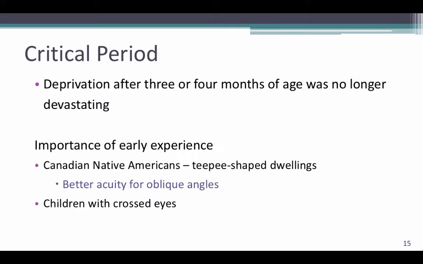Early experiences really shape visual development. Canadian Native people often lived in teepee-shaped dwellings, which develops a better acuity for oblique angles. And many children are cross-eyed early in life, and visual experiences often self-correct this problem.